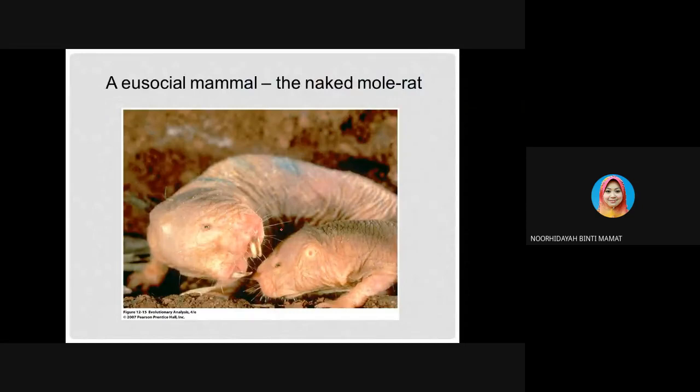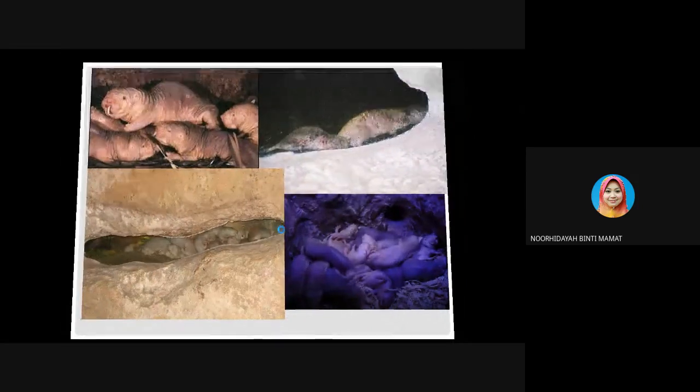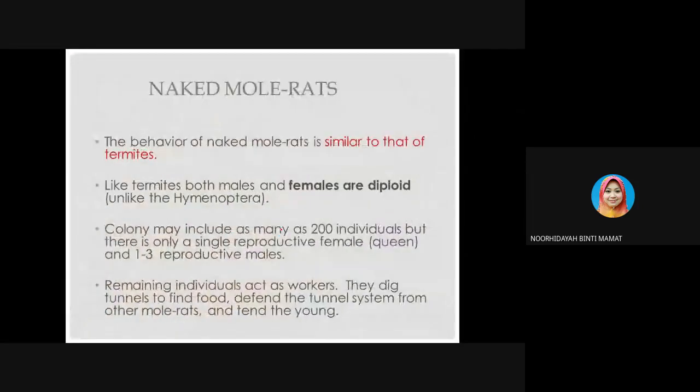For examples of eusocial mammals, there is the naked mole rat. This is the figure of the naked mole rat. The behavior of the naked mole rat is similar to that of termites. They are diploid.